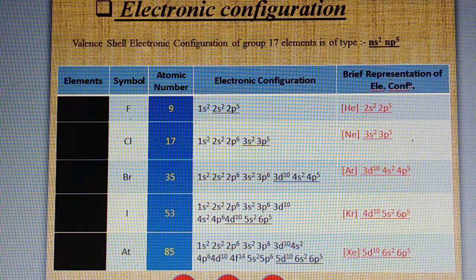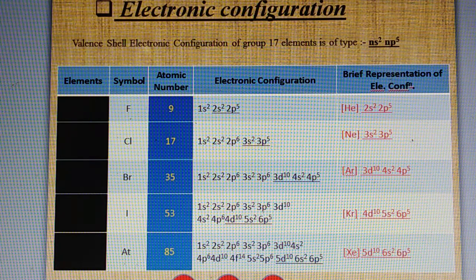The general electronic configuration for group 17 is ns2, np5. So it contains a total of 7 electrons in its outermost shell, and it requires 1 electron to complete its octet and achieve the stable electronic configuration. And which elements are present in group 17? Fluorine, chlorine, bromine, iodine and astatine.